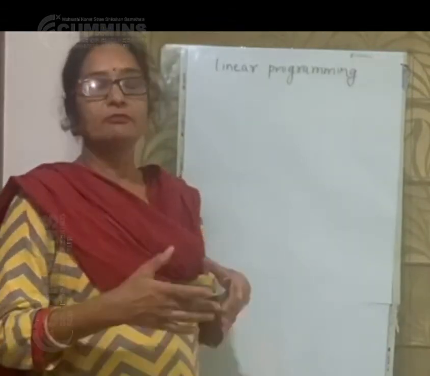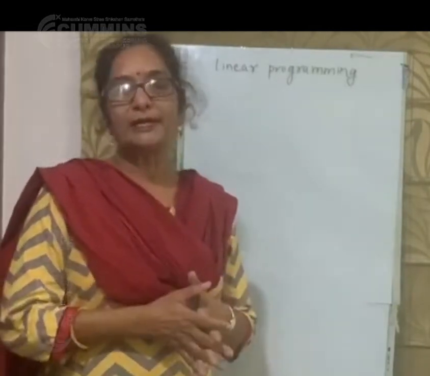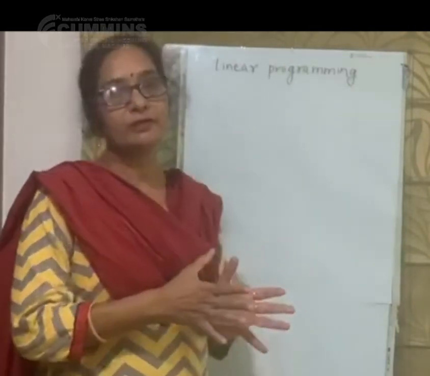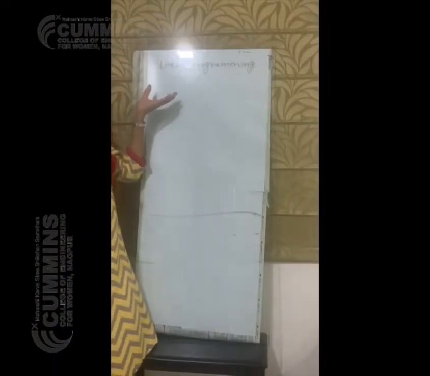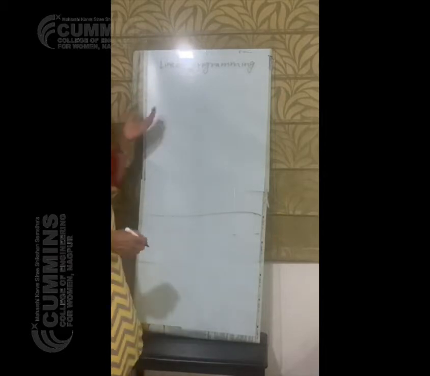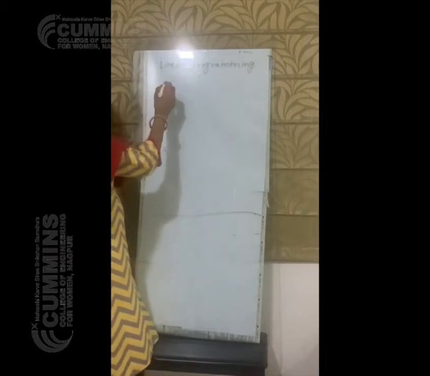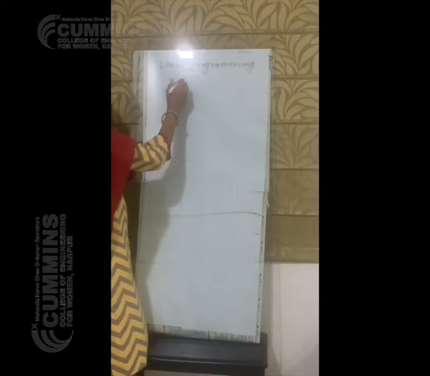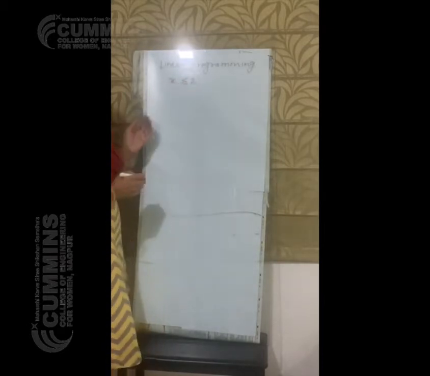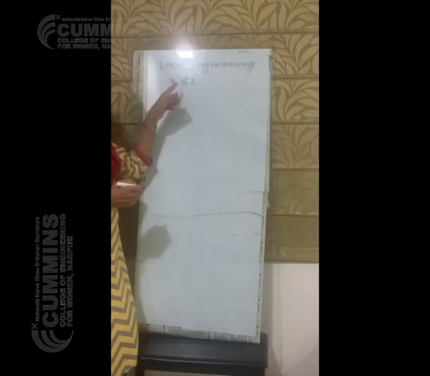But before going to the complicated problem, we have to study the concept of linear programming. First of all, we have to know how to draw linear inequalities. So x less than or equal to 2 is an inequality, because its sign is less than or equal to, so it is called an inequality.